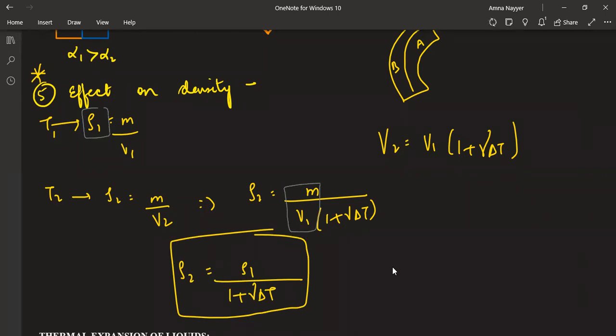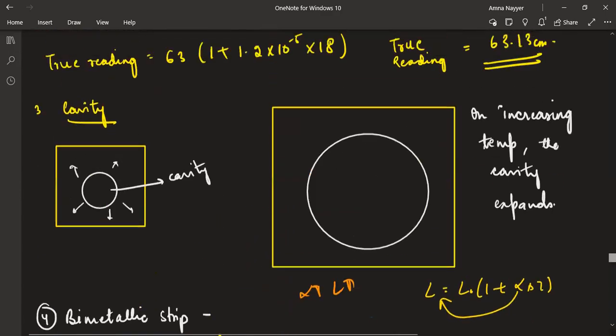And one thing remember: whenever the density is decreasing, it means the temperature is increasing. So these are all the applications of thermal expansion. Now you are left with the heat part that we'll see. But one more thing, apparent expansion is also there, a very small topic that I'll discuss. First, note down these points. Few points are there, note them down.